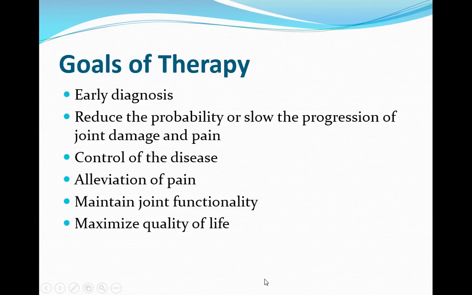So, goals of therapy are early diagnosis. The sooner we diagnose it, the less permanent damage we'll have. The other thing is, we want to reduce the probability of this going to joint damage, because eventually it will. You cannot cure this disease. It's not curable, and it will progress over time. So we want to control this disease, alleviate a patient's pain, maintain joint functionality, and maximize quality of life. All of those are important, and we're going to combine that into the appropriate therapy for the patient.